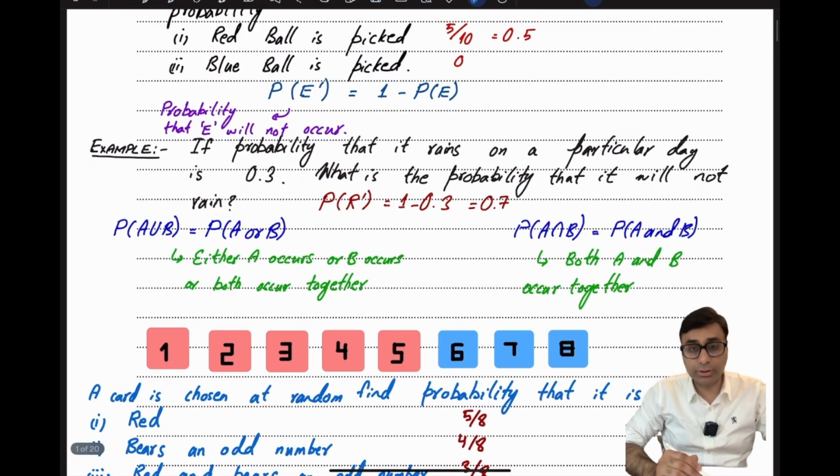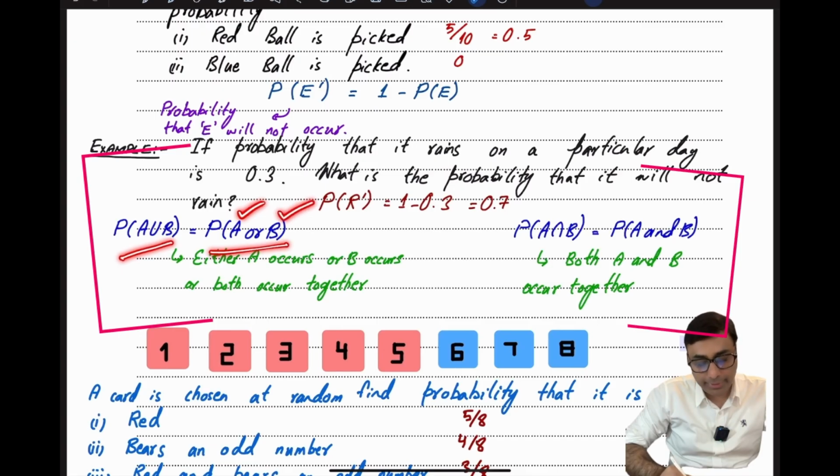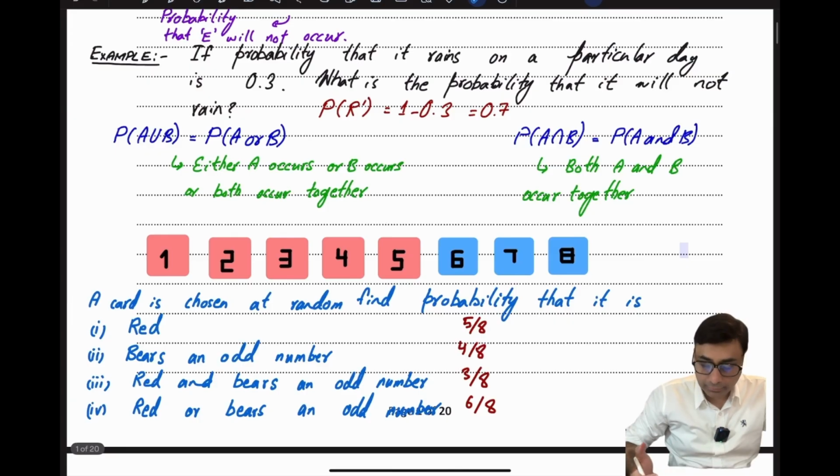The other 2 terms that you must also understand are the probability of A or B, which is also written as the probability of A union B, which indicates that you're looking to find the probability that either A can happen or B can happen or both can happen. Whereas the probability of A intersection B, which is also read as the probability of A and B, means the probability of A and B happening together. Now, how do we calculate these probabilities?